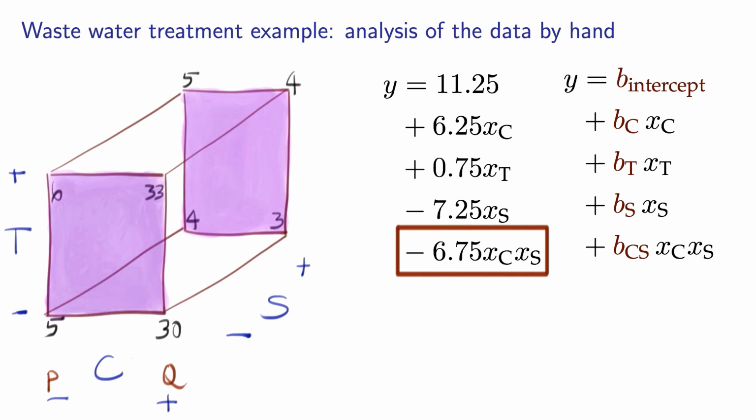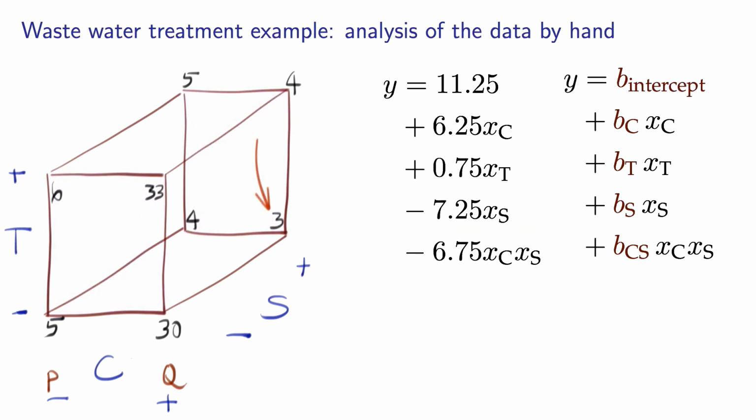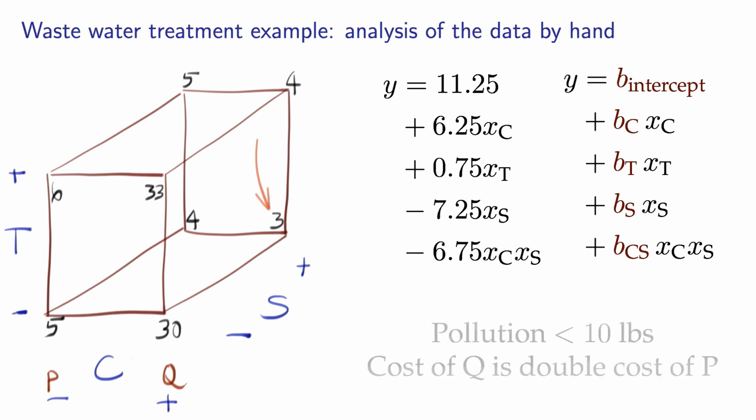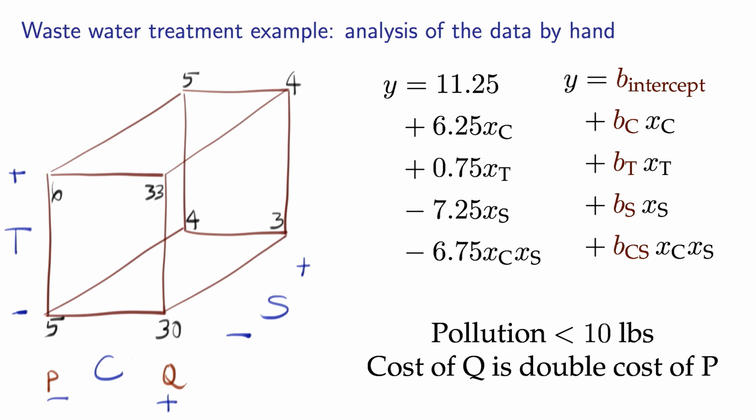Now here's where experiments can be really powerful. We saw that the lowest pollution was over here in this corner when we used chemical Q with high speed and low temperature. But what if the government requirement was pollution had to be smaller than 10? And imagine also that chemical Q cost you double the amount of chemical P. You can see where this is going.